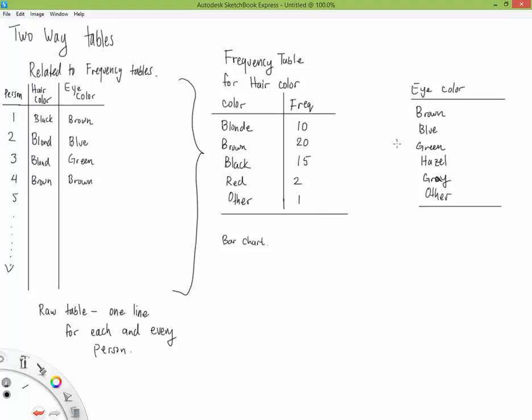So anyway, we've got a lot of these. 1, 2, 3, 4, 5 different colors of hair, and 1, 2, 3, 4, 5, 6 different colors for eyes. Okay, so a two-way table.